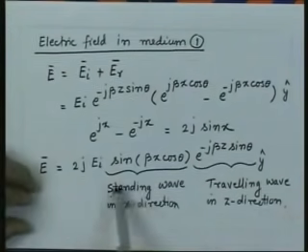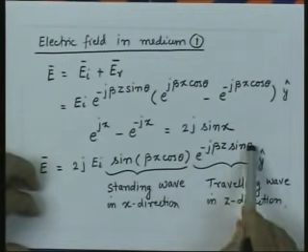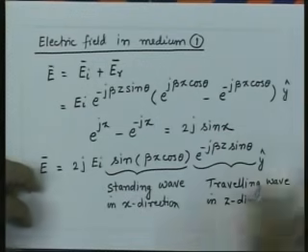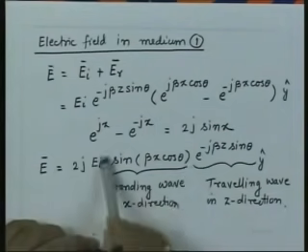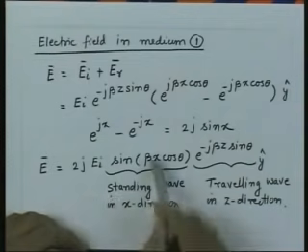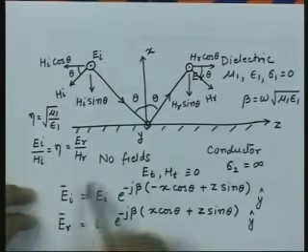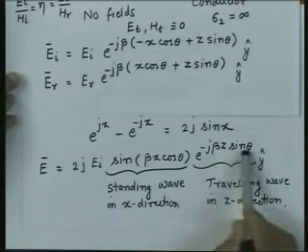So, we saw that it consists of two types of fields. One is the standing wave kind of field which is in the x direction, and there is a travelling wave field which is in the z direction. So, we had seen there is a pattern whose amplitude varies, the electric field amplitude varies as a sinusoidal function in the x direction, that is perpendicular to the boundary, and along the boundary you are having a travelling wave which is having a phase constant which is beta times sin theta.